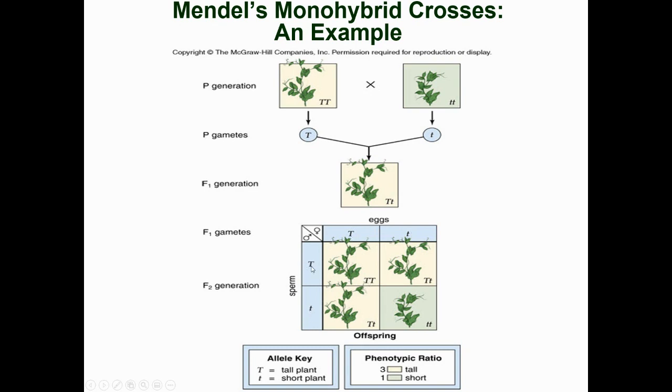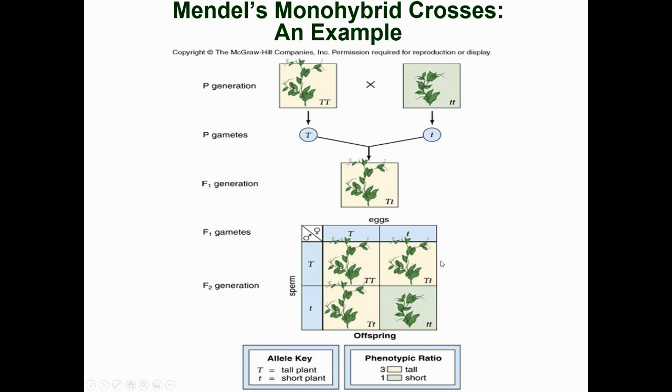Fertilization, I bring this together. These are all my possible outcomes. I don't know which one I'm going to get. These are all the possible outcomes. Two capital T's for a homozygous dominant tall plant, a capital T and a lowercase t for a heterozygous tall plant, another capital T, but now from the opposite parent, and a lowercase t from the opposite parent, heterozygous tall plant, and a lowercase t from one parent and lowercase t from the other gives me the homozygote recessive.